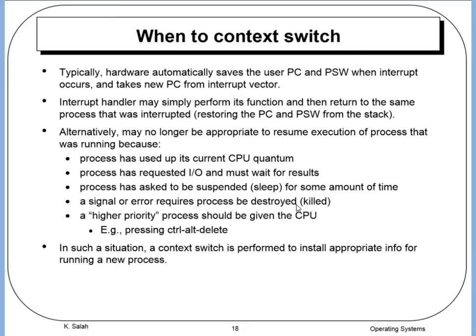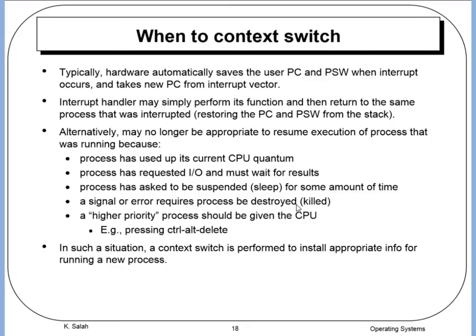Okay. Let's talk next about when we do context switching. When to context switch has to do with going from execution of one process to another process. So in the concept of time sharing, we go from process 1 to process 2 to process 3, because the CPU quantum has completed. In multi-programming, we go from one process to another process because the process has initiated an I/O.